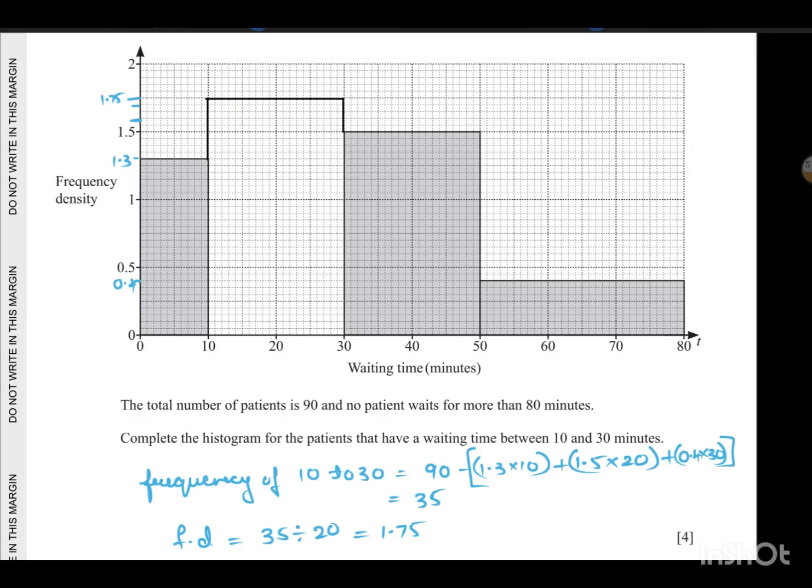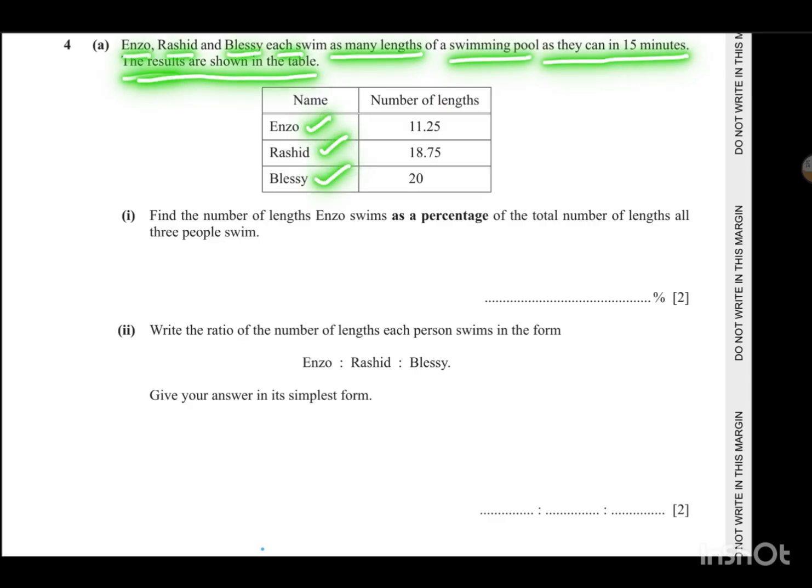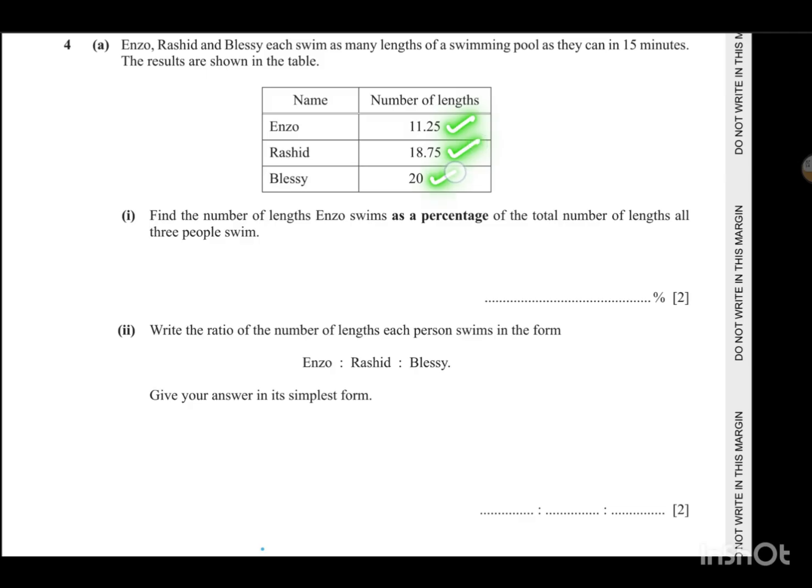So this is the histogram completed. Question number 4. Enzo, Rashid and Blessy each swim as many lengths of a swimming pool as they can in 15 minutes. The results are shown in the table. So these are the three names given and they are swimming these lengths of a swimming pool in 15 minutes.